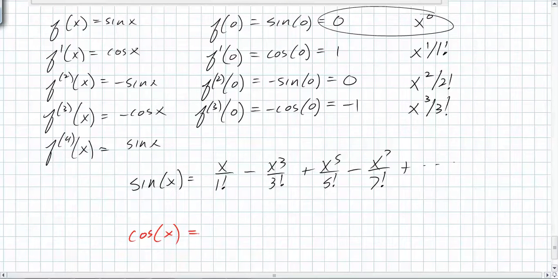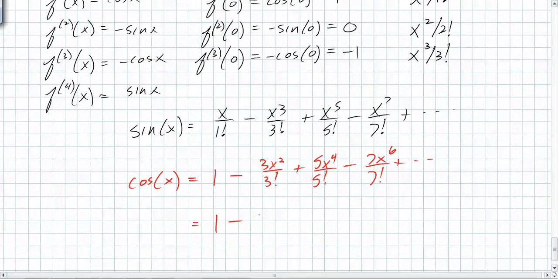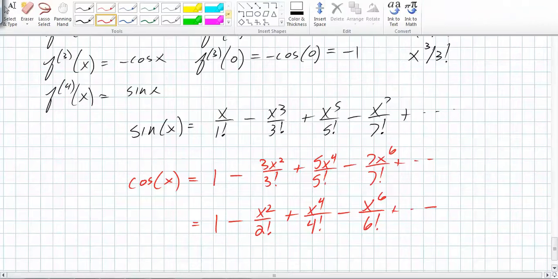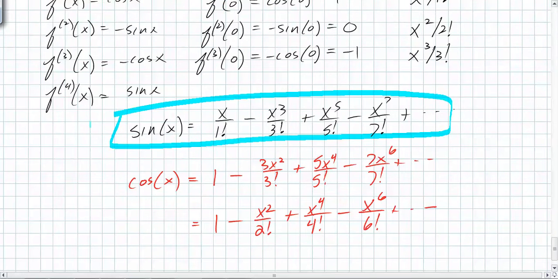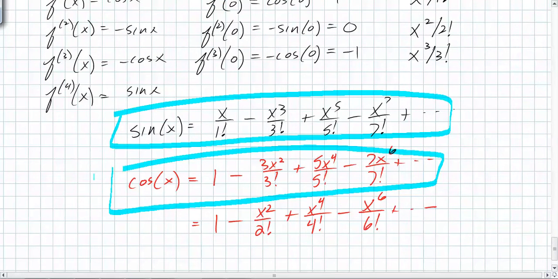Equals, what's the derivative of x over 1 factorial? 1. And this is going to be minus 3x squared over 3 factorial plus 5x to the 4th over 5 factorial, minus 7x to the 6th over 7 factorial, right? What does that break down to? 1 minus x squared over 2 factorial plus x to the 4th over 4 factorial minus x to the 6th over 6 factorial. So this right here represents the third one you must remember.